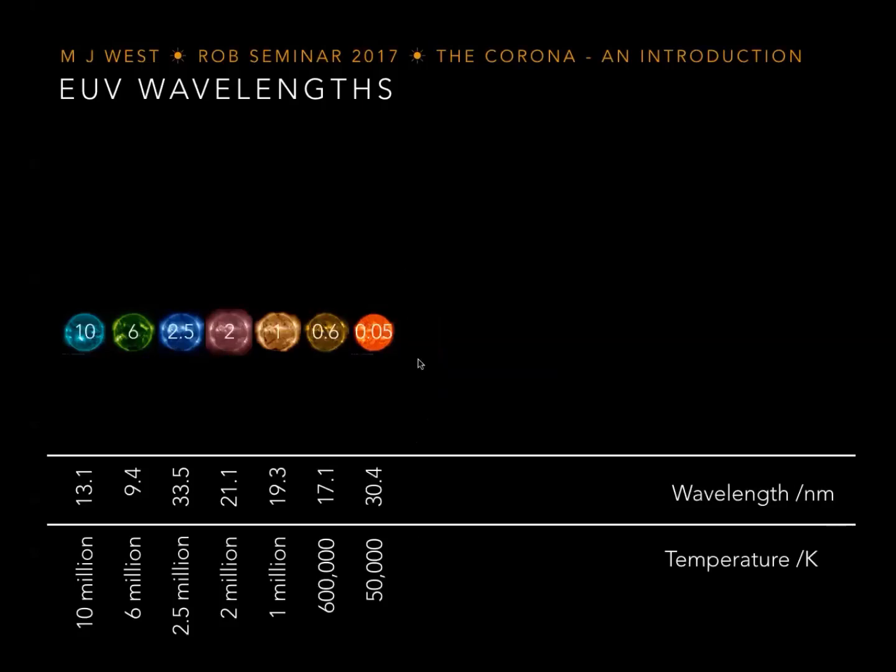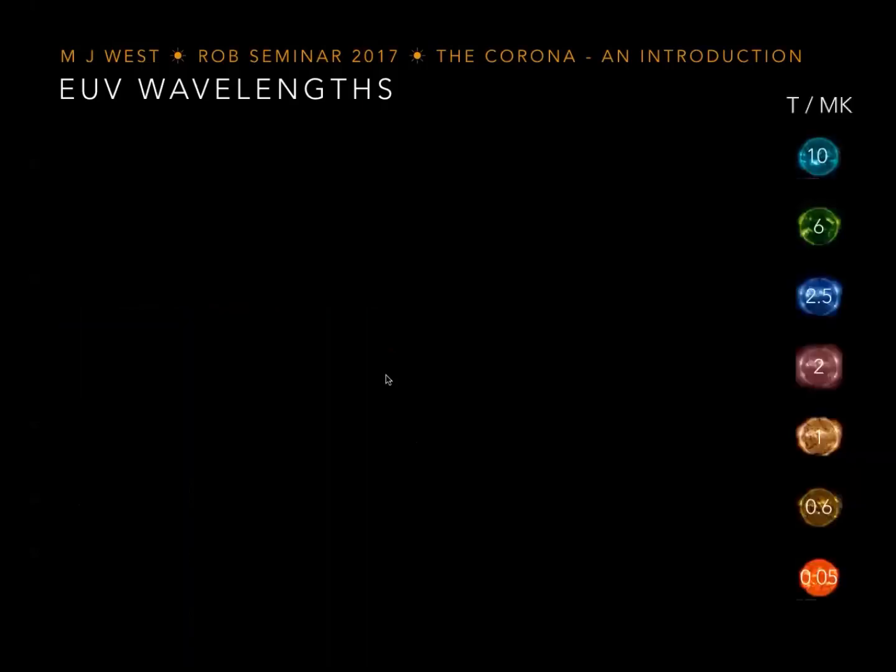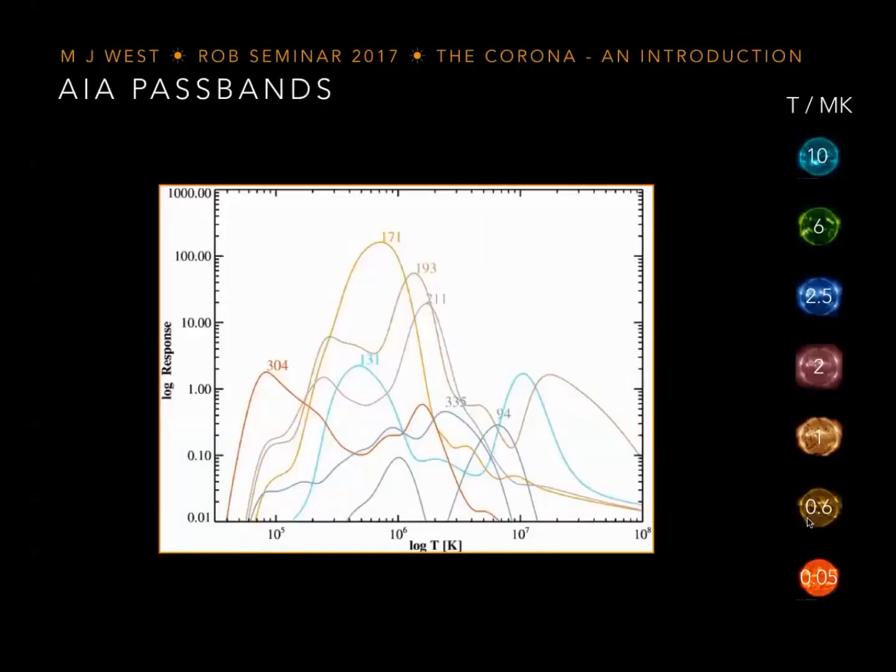And I'm also going to help you out by putting a number on them. These numbers indicate the temperature in million Kelvin. And I'm going to put them over here so that throughout the talk, you can have a reference of what we're actually looking at and the relative temperature. And just to highlight the passbands, here you can see the AIA passbands, and you can see some of them are quite broad. So just bear that in mind. When I say we're observing something at a particular temperature, we might have some contamination from cooler lines and cooler structures.